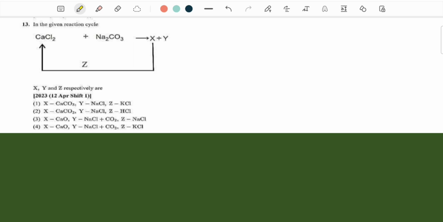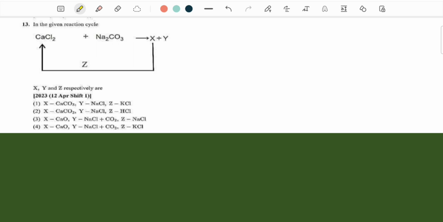Now today we will discuss S block elements from the JEE Main 2023 April session, continuing from the previous session. The question is: in the given reaction cycle, CaCl2 plus Na2CO3 gives X plus Y, and Y leads to CaCl2. What are X, Y, Z respectively?